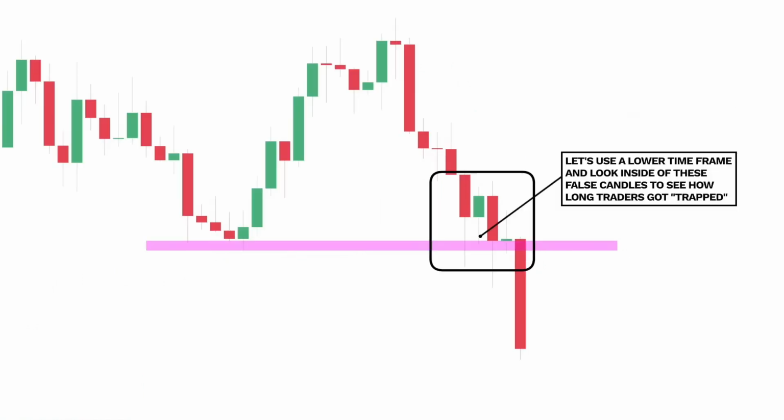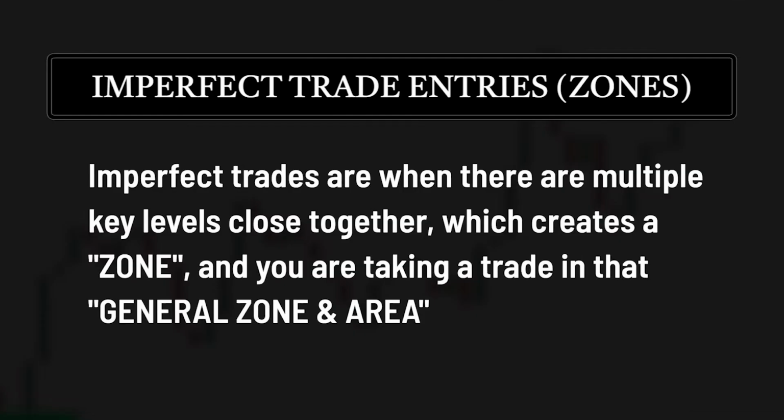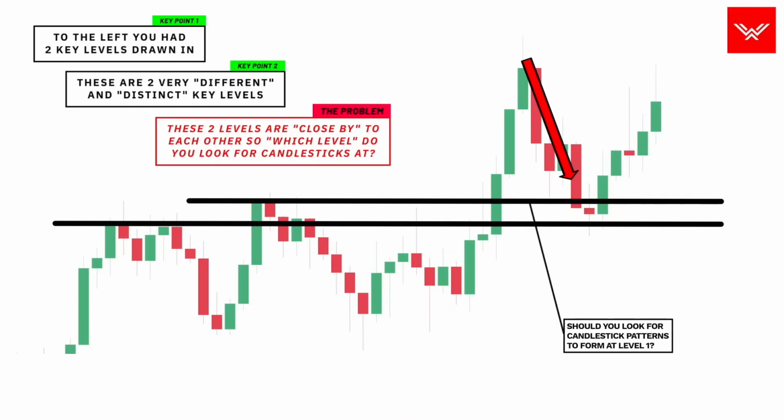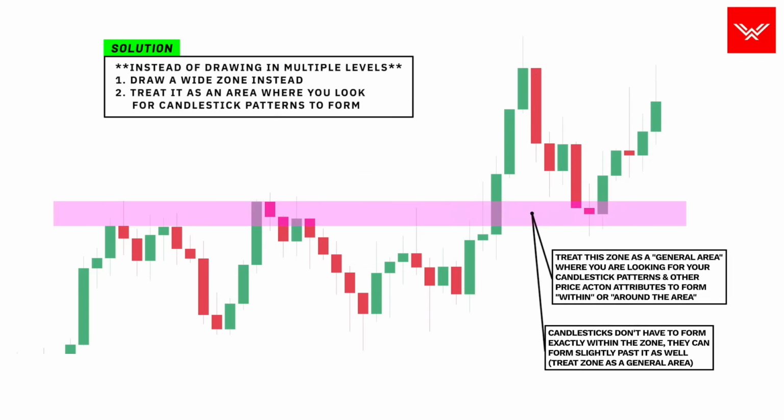As traders, your job isn't just to find good entries. It's to protect profit and manage exits wisely. So what about imperfect trades? If two key levels are close together, don't draw both. Draw a zone. Treat it as a general area to look for candlestick reactions. Then confirm reversal through price action plus a trendline break.